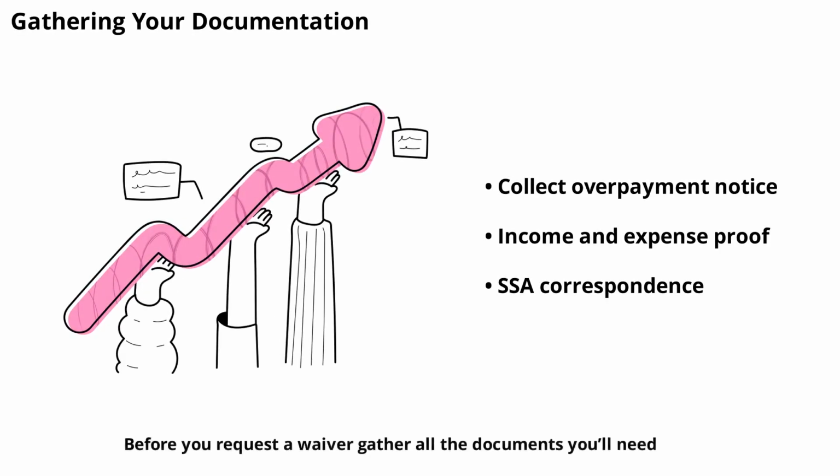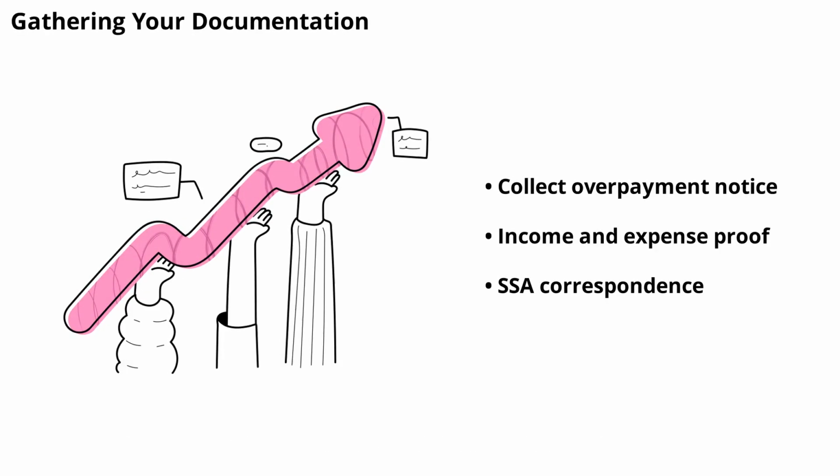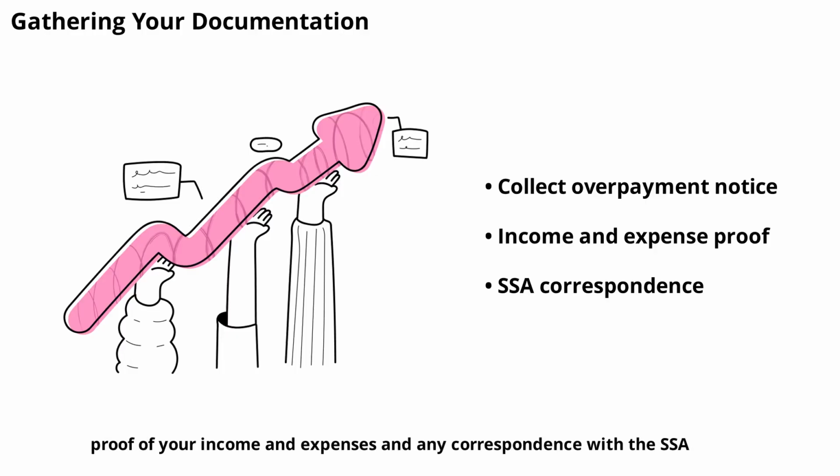Before you request a waiver, gather all the documents you'll need. This includes your overpayment notice, proof of your income and expenses, and any correspondence with the SSA. Having these documents ready will make the process smoother and show the SSA you're organized and serious about your request.